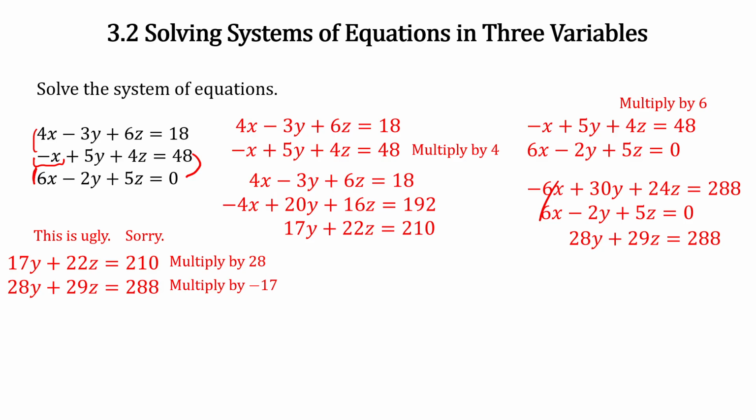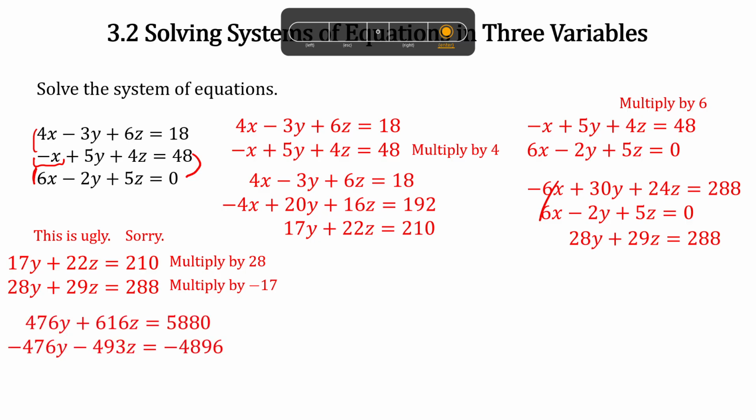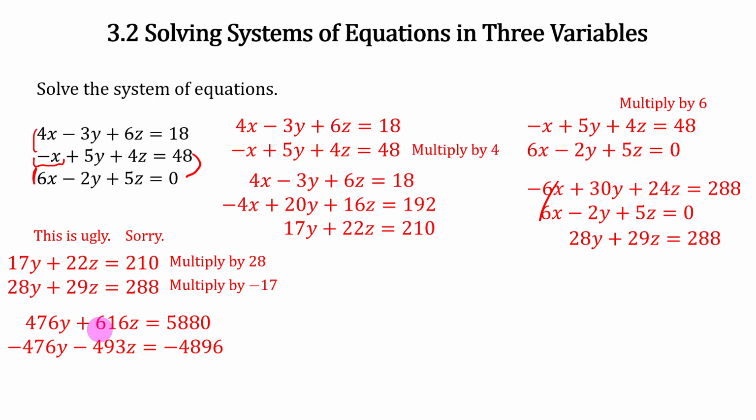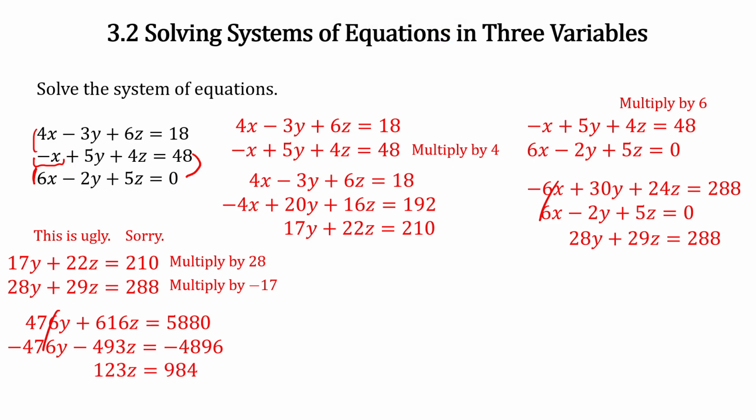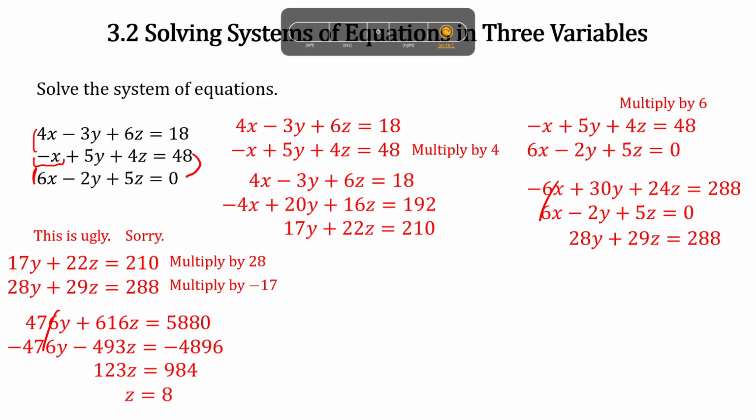So, you should get that. And yes, that looks ugly. But again, the whole point, these will cancel out. And I'm left with 123z equals 984. Nicely, z just equals 8.